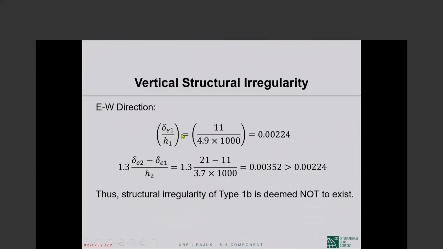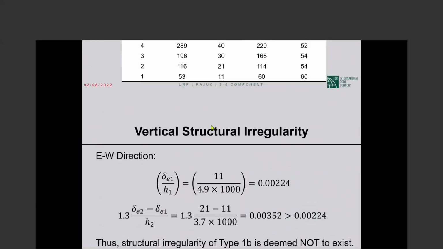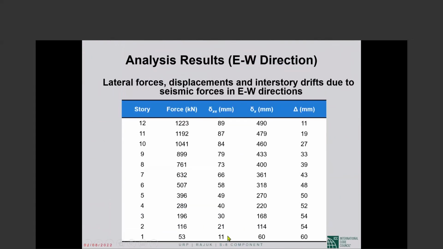So from the table, delta 1 divided by H1 is 11. No, it's another mistake.